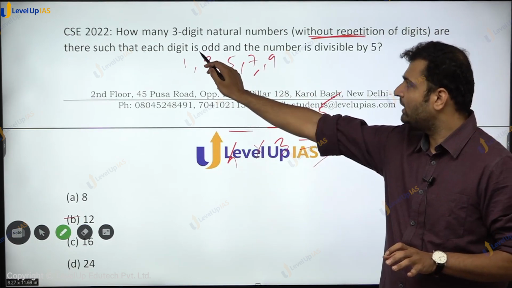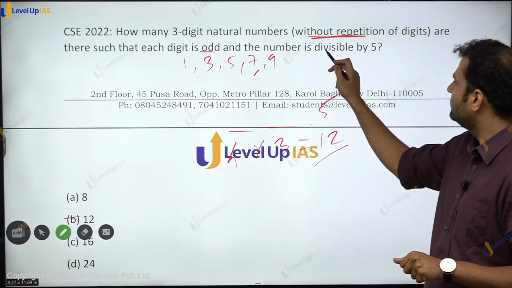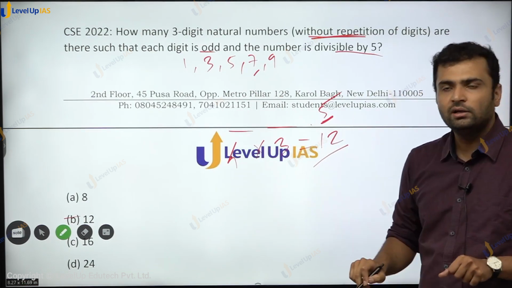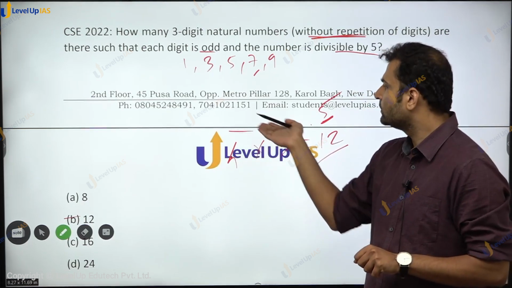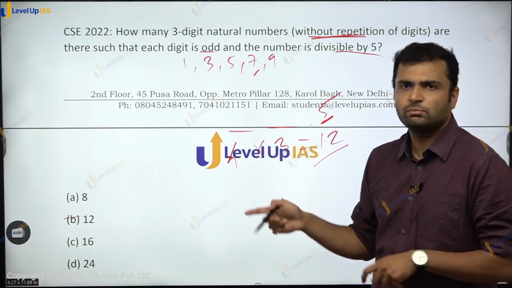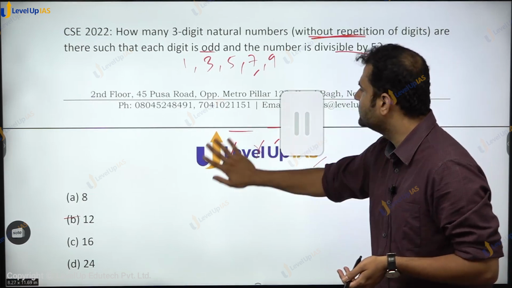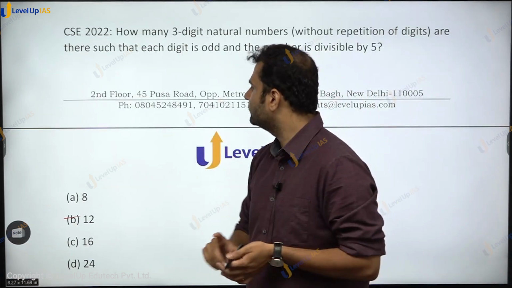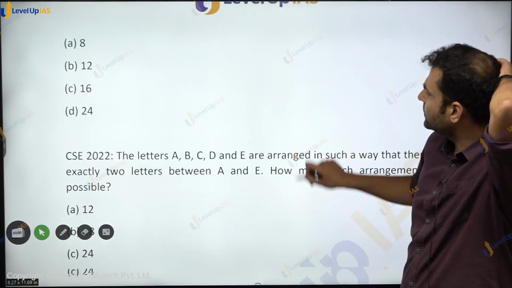Odd digits पहचानने, each digit is odd, तो इनमें से ही सारे आएंगे plus divisible by 5, तो end में 5 ही आएगा. We just have to choose 2 digits. Choice here is only for 2. यहाँ पे 4 choices because 5 यूज हो गए and यहाँ पे 3 choices because यहाँ पे भी एक यूज हो गया. अब 4 into 3, 12 is the answer. Let us see next question.